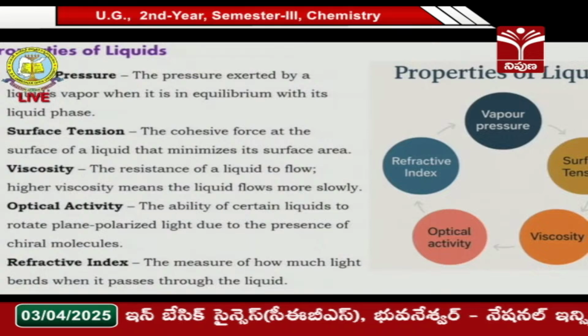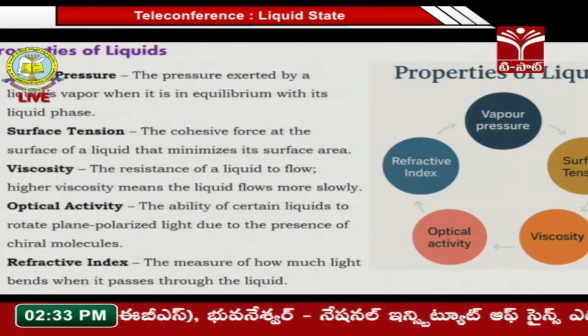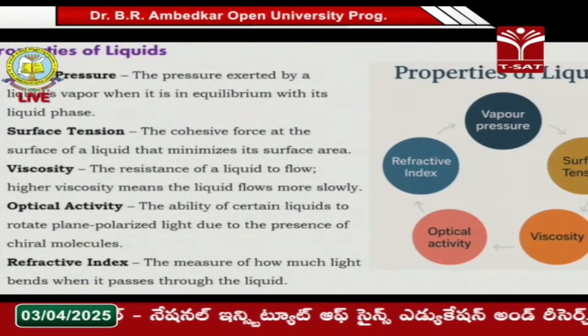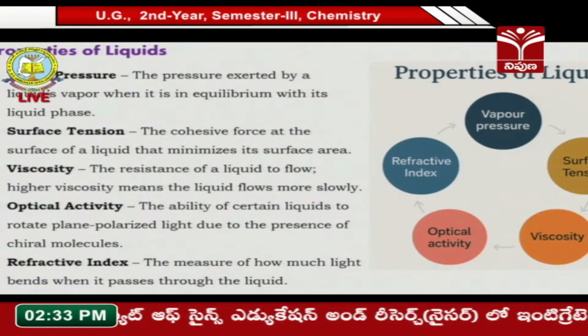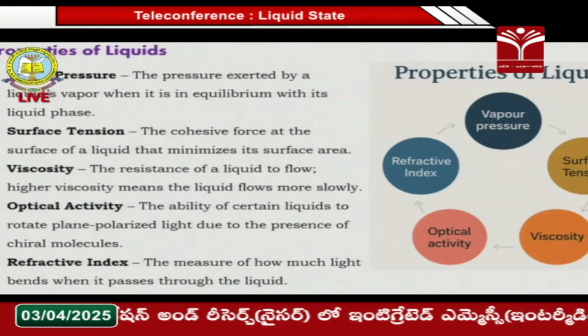So liquids possess various properties like vapor pressure, surface tension, viscosity, optical activity and refractive index. So what does vapor pressure mean? Whenever a liquid is in equilibrium with its vapors, the condition attained is that the rate of vaporization equals the rate of condensation. Rate of vaporization means that as we provide temperature, the liquid is converted into vapors. At the same time, as we decrease the temperature, vapors condense again into liquids. At a particular state, the rate of condensation equals the rate of evaporation. Such a condition is known as equilibrium. At the equilibrium position, the gas molecules exert a pressure, which is known as vapor pressure.